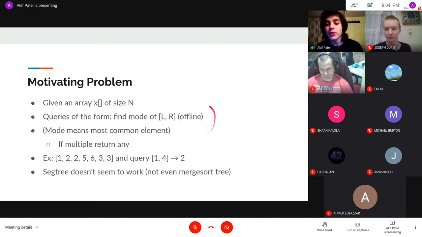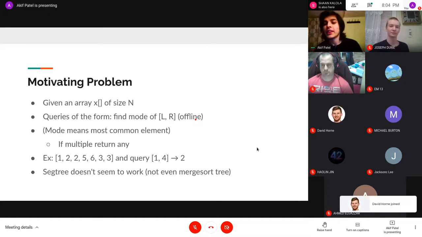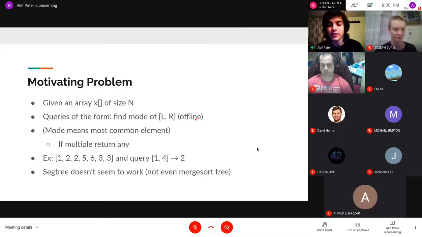An important point to note is that you can answer these queries offline. When I say offline, that means that you don't have to process the query, give the answer, and then get the next query. If it was online, the opposite of this, they would ask you one query, you respond with your answer, and then they would give you the next query. Since it's offline, the tester will just give you all the queries, and then you can give all the answers back at the end. Okay, and so that lets you sort of be smarter about answering the queries, maybe.